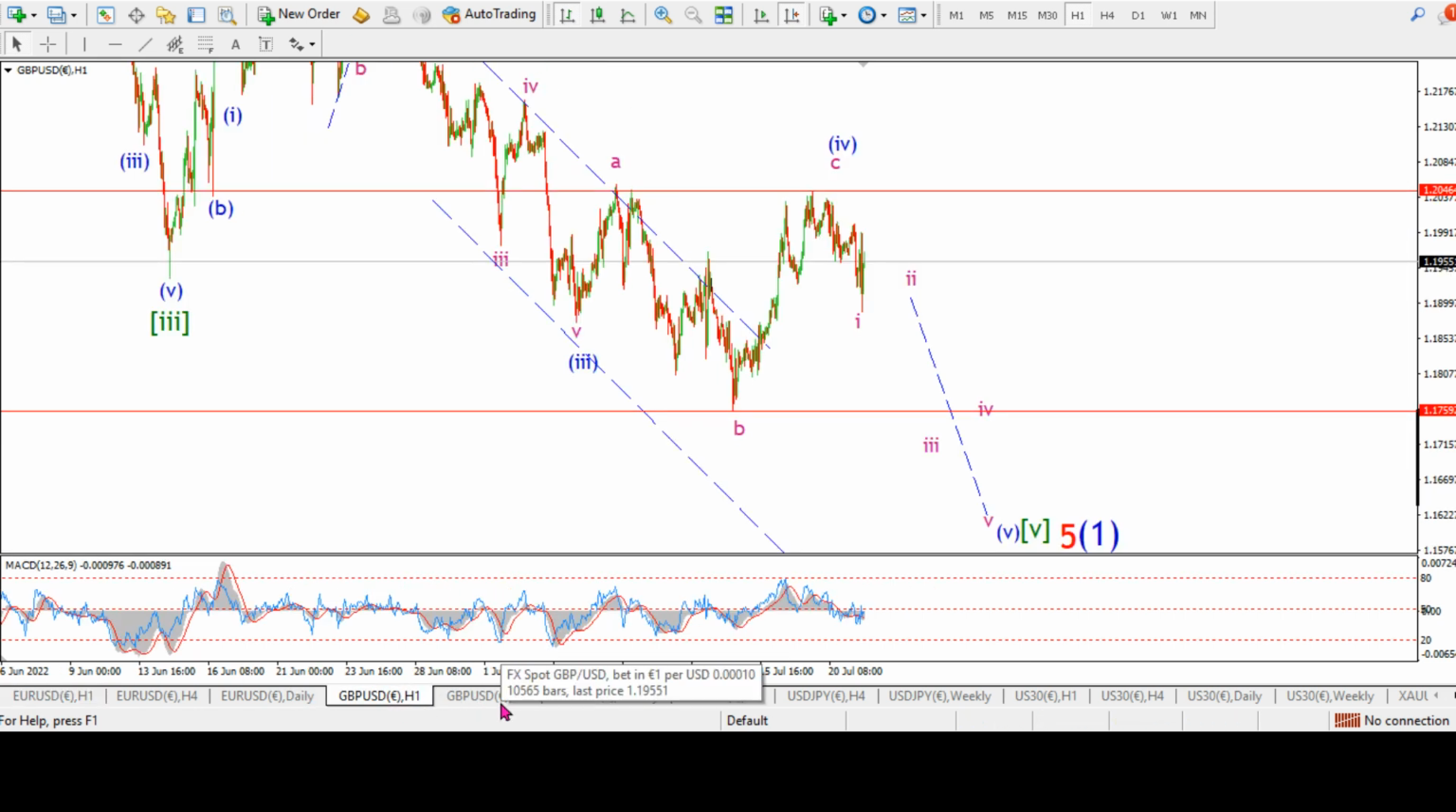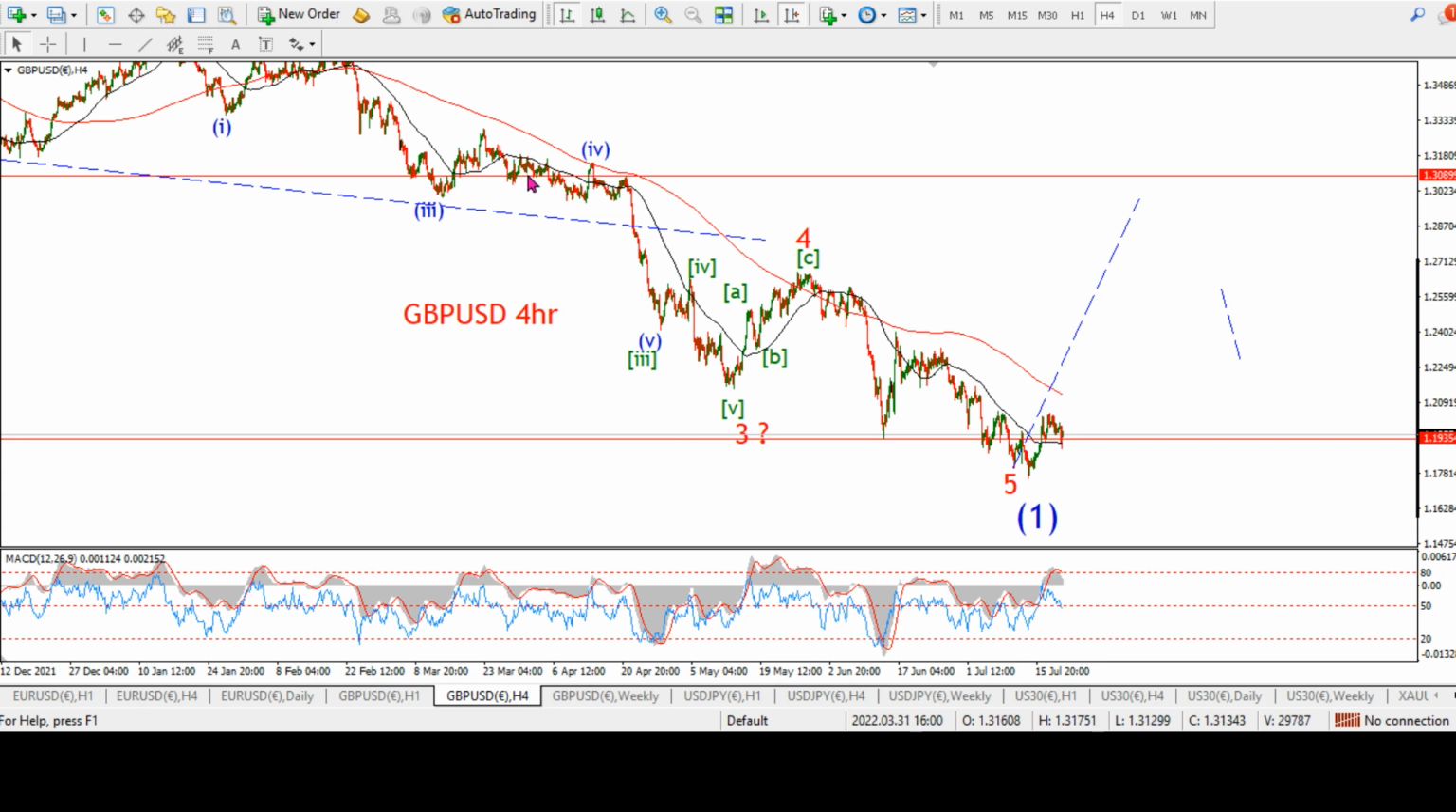Let's move on. Here's cable. Again, it's like a 3-4-5 pattern that I'm watching for a reversal on. I'm not quite sure we're there yet either. We'll finish a wave 1 down.